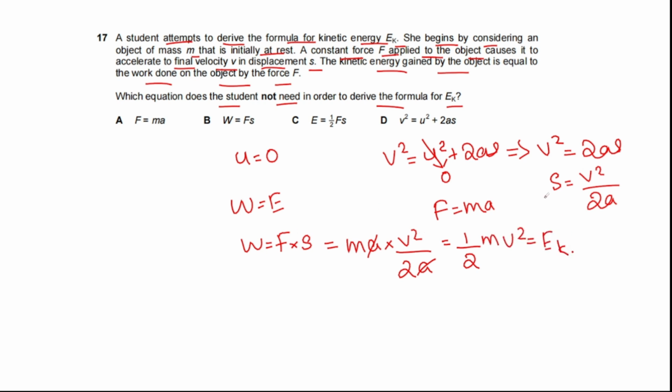So the work done has been converted into the kinetic energy. Here you have used F is equal to ma formula. You have used W equal to Fs formula. Then v squared is equal to u squared plus 2as formula. So the one which has not been used is option C.